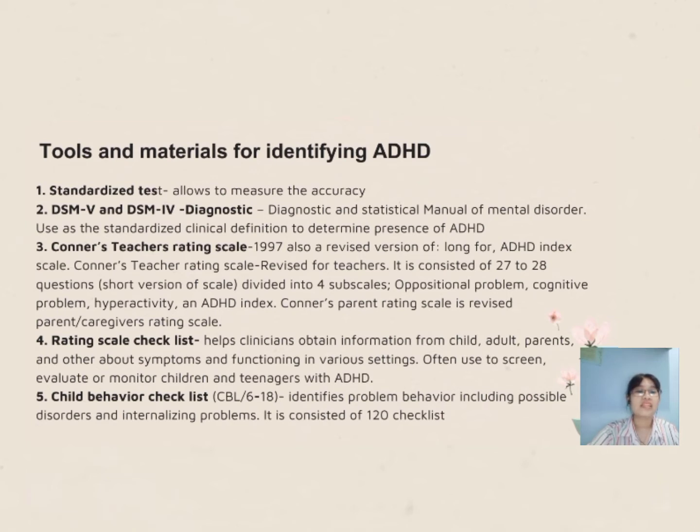It is a 1997 revised version of the Long ADHD Index. I also uploaded the Connors Teacher Rating Scale on our Google Drive, so you can check that out. The Connors Teacher Rating Scale consists of 27 to 28 questions, divided into 4 subscales: the oppositional problem, cognitive problem, hyperactivity, and ADHD index.